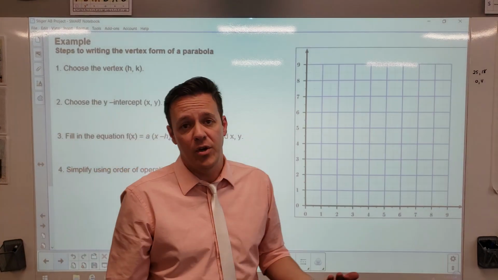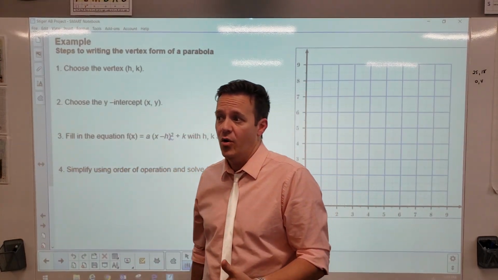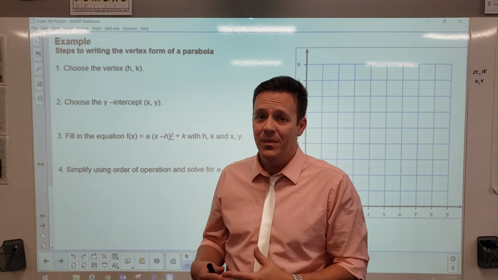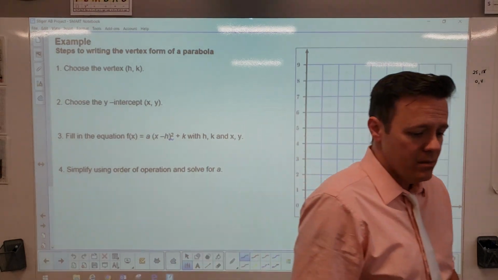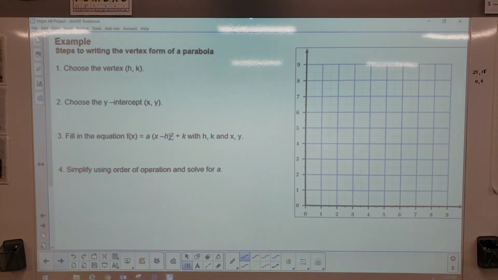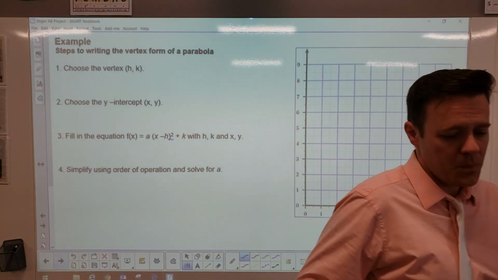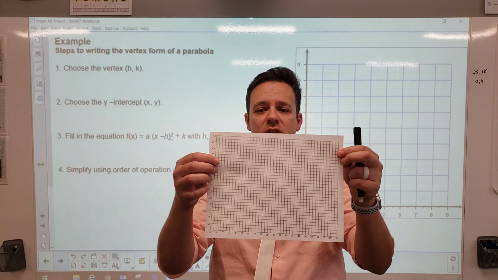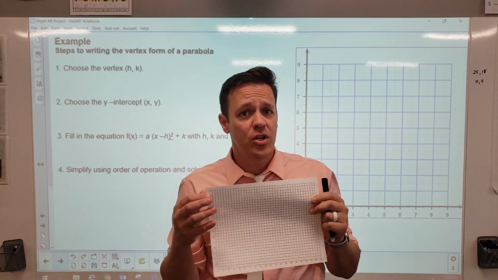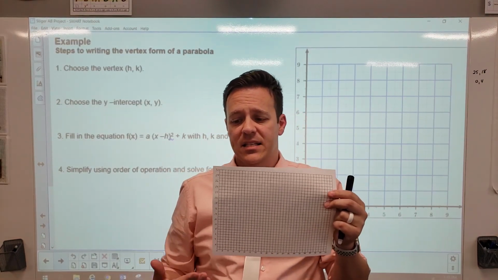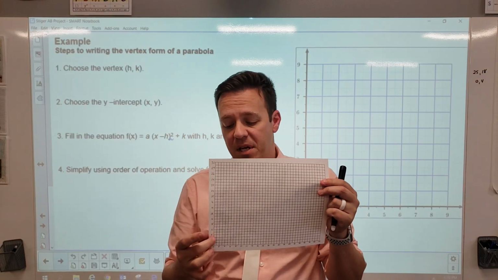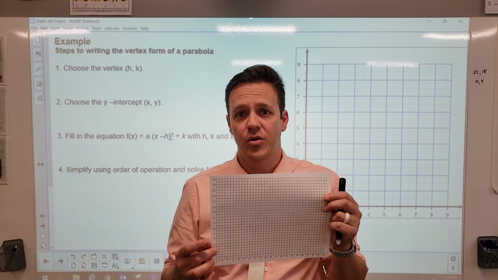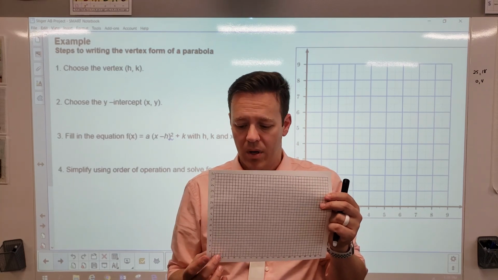Some of you filmed it, and with your video you can figure out the vertex and the y-intercept. For those of you that did not do that, this is the graph paper you'll be using to graph with. You can use another one if you want, but I set this one up and numbered it for you. So come get a piece of this graph paper. I will include it in an email I'm going to send out to parents as well.